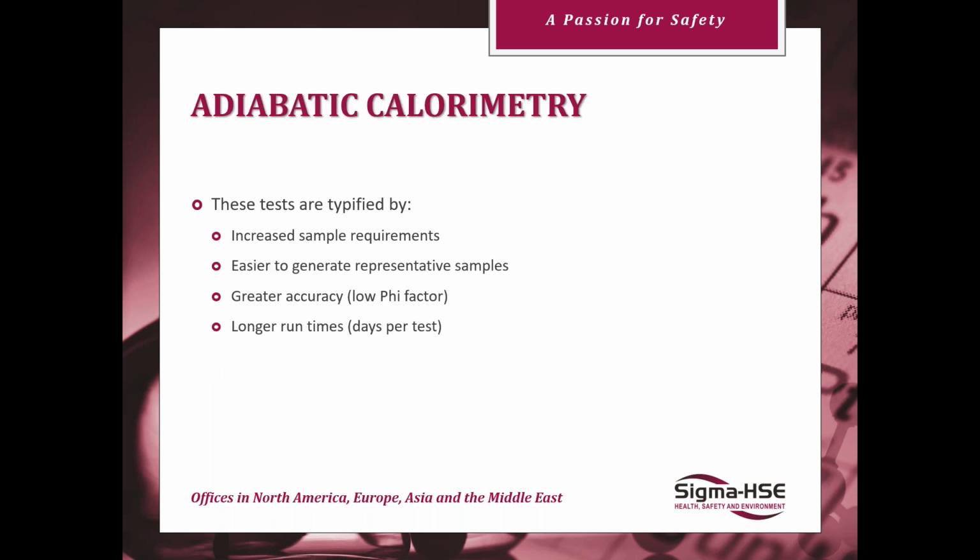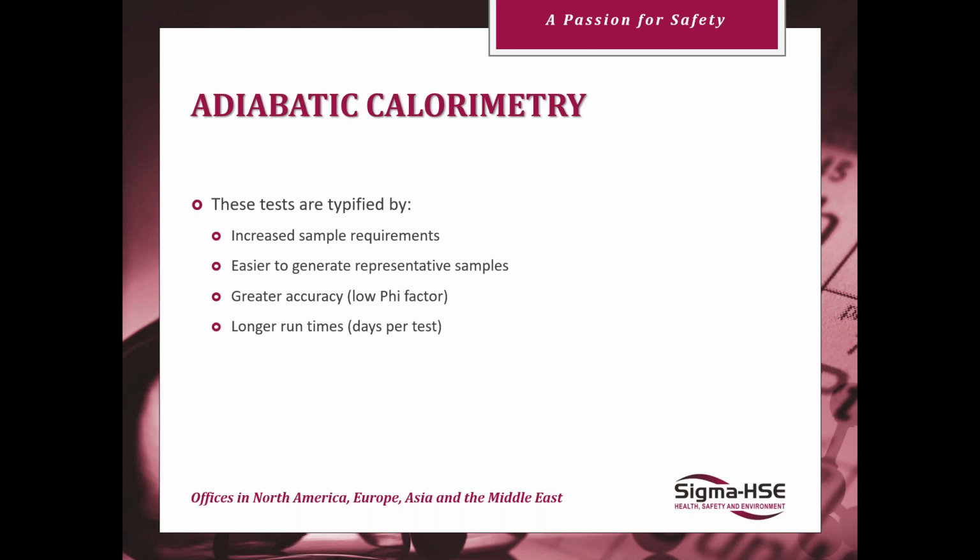So then we may move on to adiabatic calorimetry if we do find areas of interest. These tests are typified by an increased sample requirement. Not always, but we would need in the order of 100 grams rather than 5. It's also easier to generate representative samples.